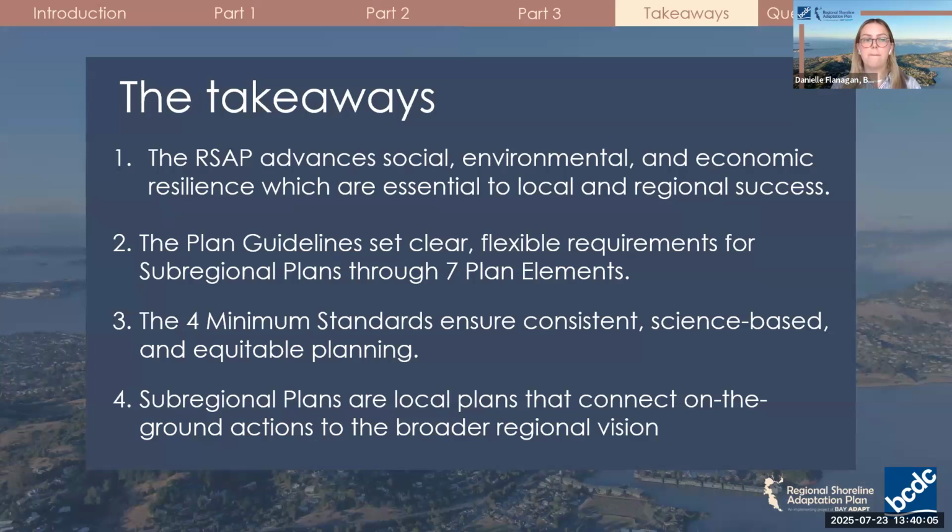Three, there are 4 minimum standards that every plan needs to meet. These ensure that planning across the Bay Area is consistent, science-based, and focused on equitable planning. Finally, subregional plans are local plans that connect on-the-ground actions to the broader regional vision for a resilient and equitable Bay shoreline. These takeaways really summarize the foundation you'll be building on as you develop your own subregional plan.